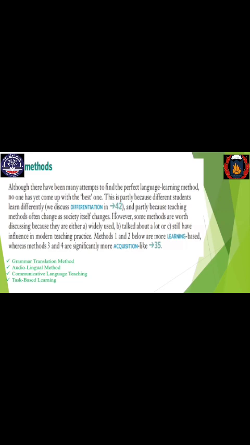Okay, second point. I want to ask you the second point, right? Why are the teaching methods changing? Teaching methods often change as society itself changes. Over here, teaching methods change because society changes.